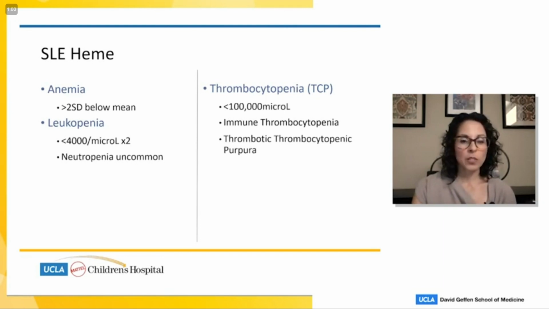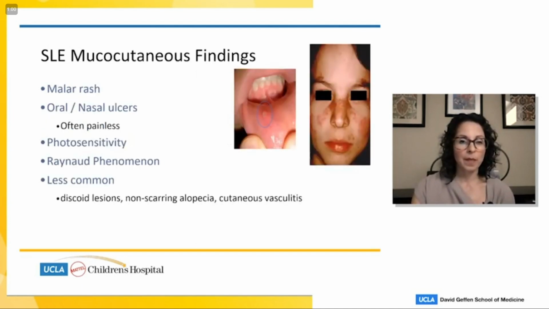These are how lupus criteria defines abnormalities within the heme system. Within the mucocutaneous, which can involve the malar rash with nasolabial fold sparing. Oral or nasal ulcers often can be painless. You can derive a history of sun sensitivity. So if someone goes out to the beach, they're the ones that get a horrible sunburn compared to maybe their sibling.